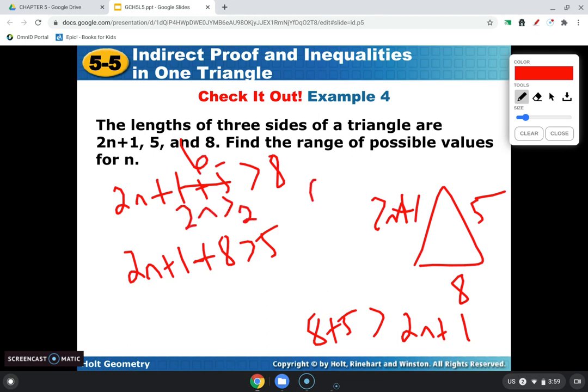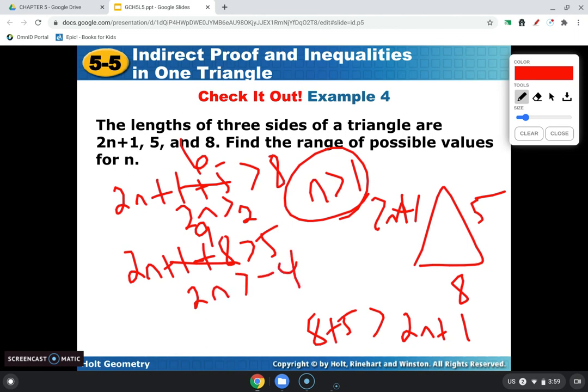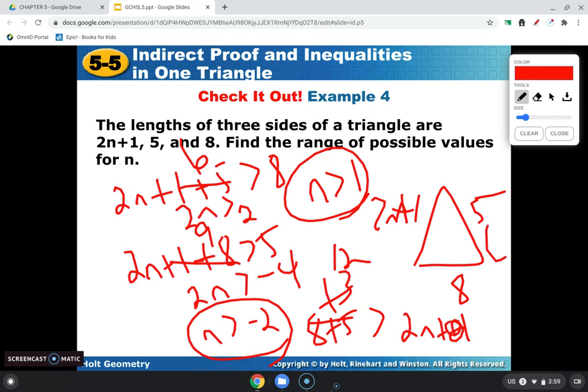Subtract 6, so n is greater than 1 for the top one. That is 9. Subtract 9, so 2n is greater than negative 4. So n is greater than negative 2. This becomes 13. Then it becomes 12. Divide by 2, so 6 is greater than n, or n is less than 6.